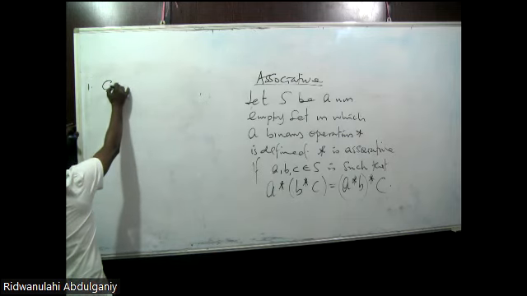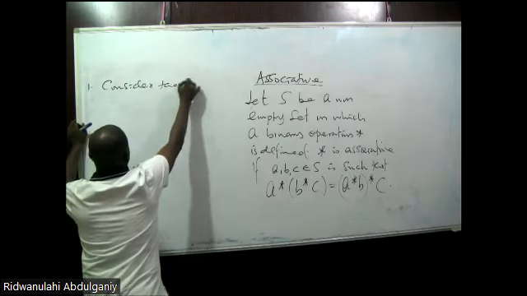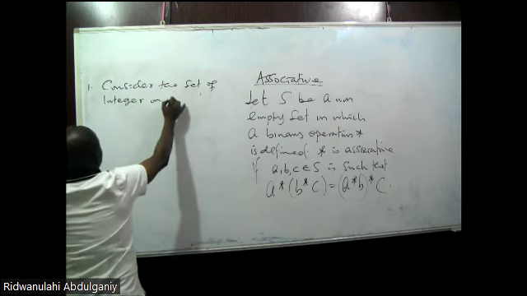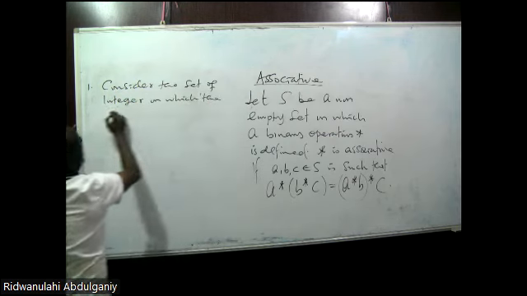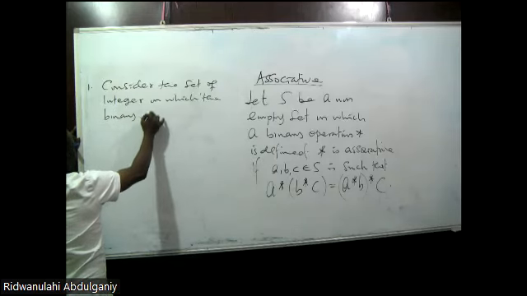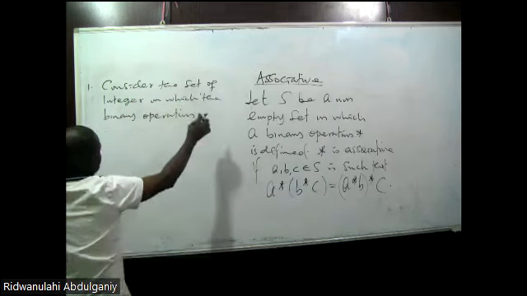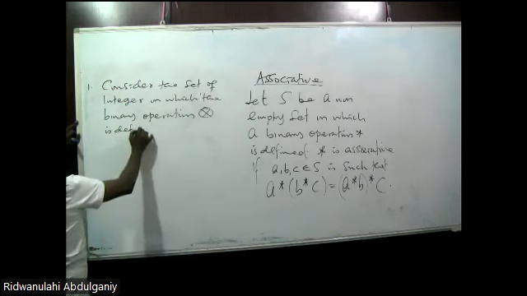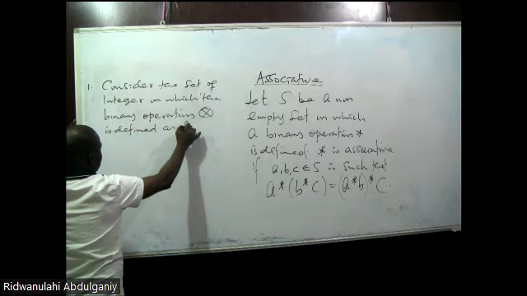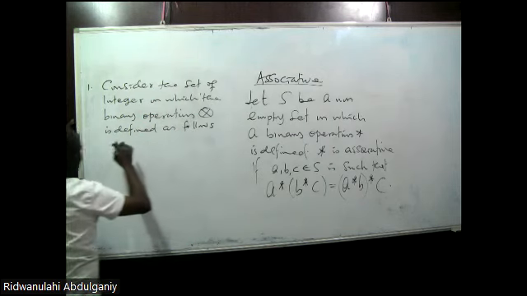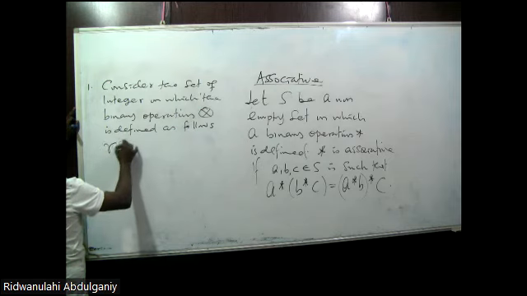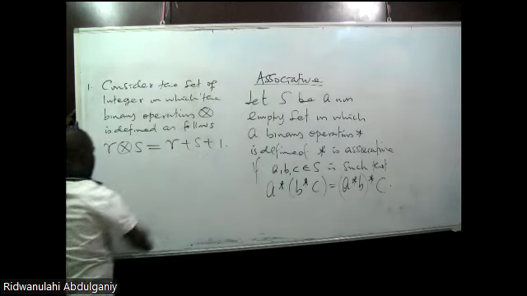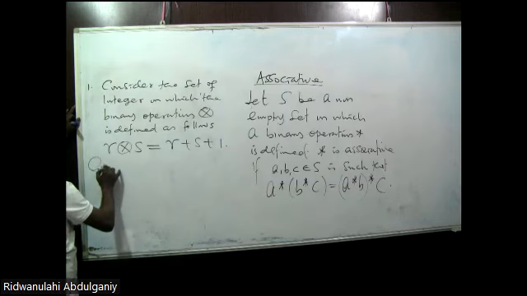Number 1, consider the set of integers on which the binary operation circle is defined as follows: R operation S equals R plus S plus 1. Compute.